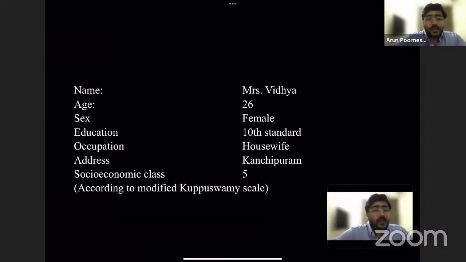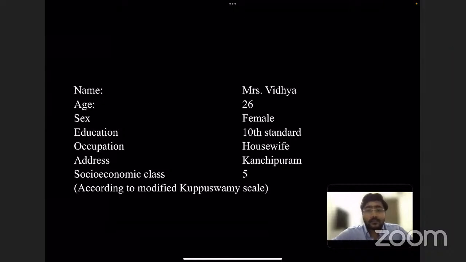Are you sure about this modified Kuppuswamy scale? Because in the exam, they may deliberately ask, what is this scale? You should know class 1, class 2, class 3. Yes, sir.